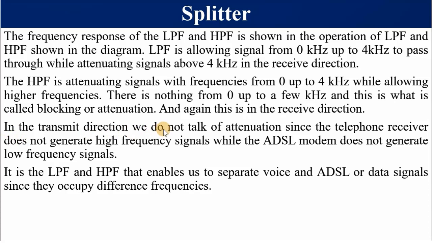In the transmit direction, we do not talk of attenuation since the telephone receiver does not generate high frequencies, while the ADSL modem also does not generate low frequencies. So the low-pass filter and the high-pass filter enable us to separate voice and ADSL or data signals. Why? Because they occupy different frequencies or different frequency spectrums.